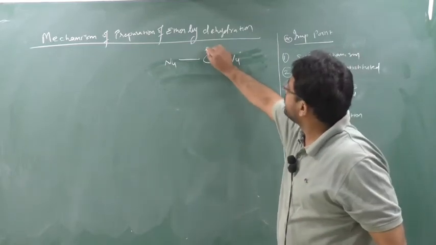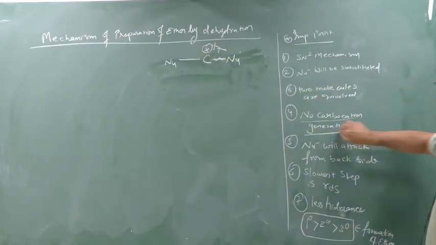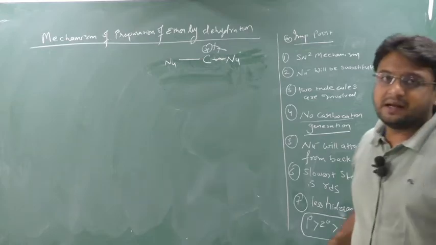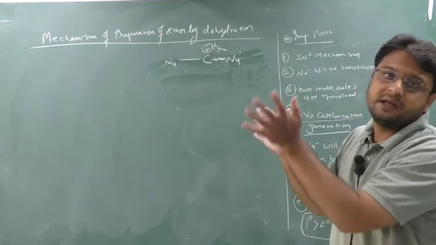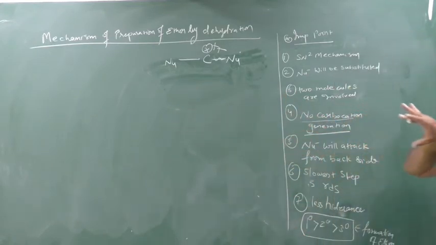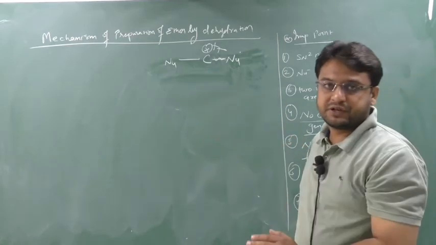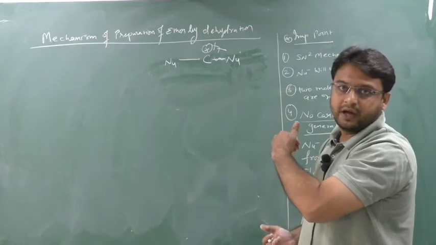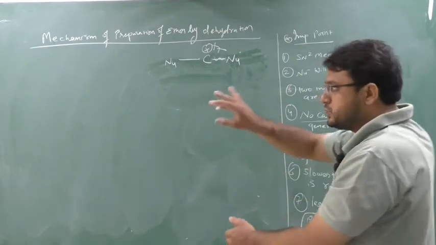Okay, means there will be no formation of charge here. Charge here is not possible. That's why I am telling you no carbocation generation will take place. Clear? In other reactions, what have we seen? In other reactions, first we generate the carbocation and then attack with the nucleophile. Here this type of reaction will not take place. Here, as one group is going, another nucleophile is coming from the backside. So there will be no chance of generating the positive charge. One is going, another is coming.